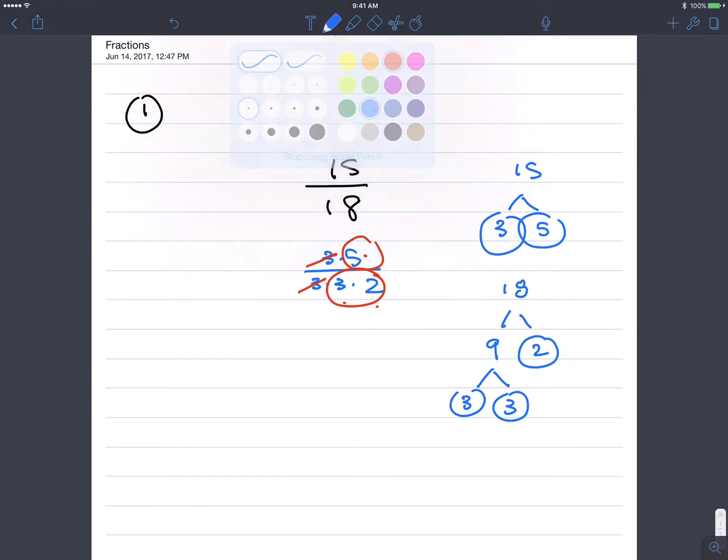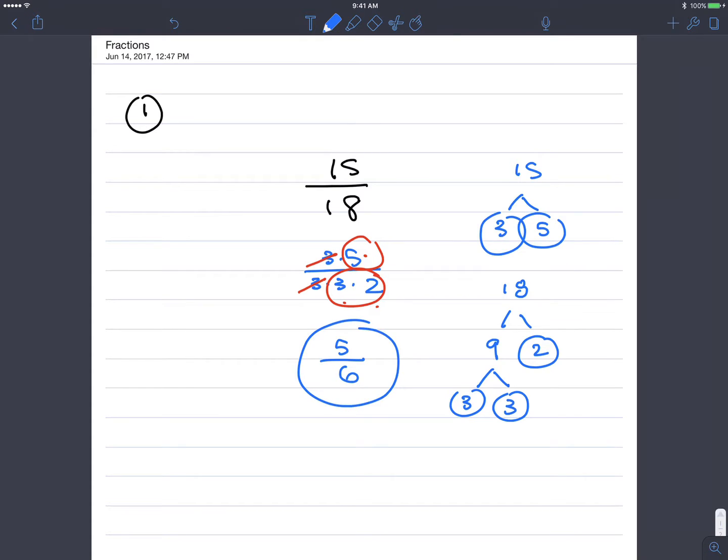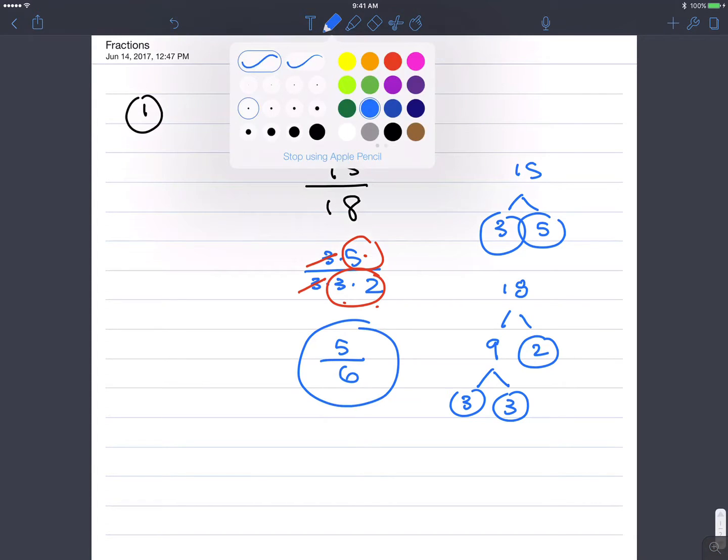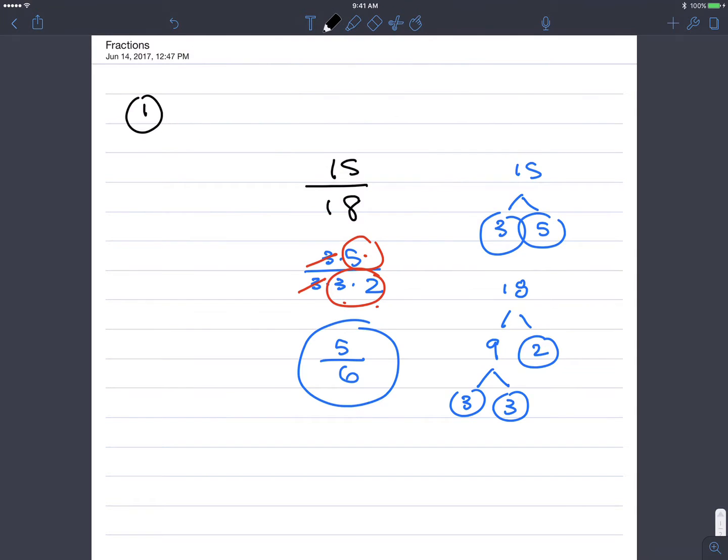If we take a closer look, we're left with 5 over 6. And we reduced, or simplified, to lowest terms this fraction 15 over 18. So this is how we go about reducing our fractions, using factor trees and the cancellation property. So let's do the next one.